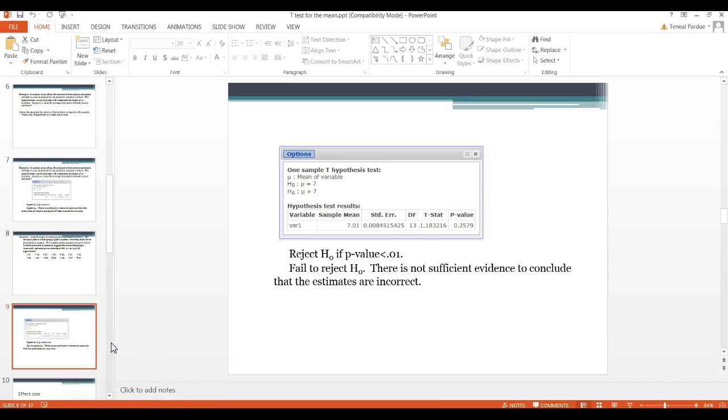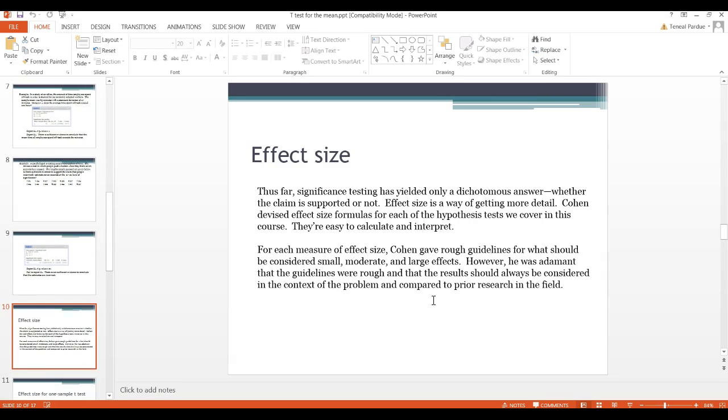You'll copy that and paste it into your homework, and then we still need to state the rejection rule, which is reject H0 if p-value is less than 0.01, which was given in this problem. And that tells us that we fail to reject H0 because this p-value is not less than 0.01. So there's not sufficient evidence to conclude that mu differs from 7. So we can't say that their estimates are incorrect. All right, so that's how to do those problems.